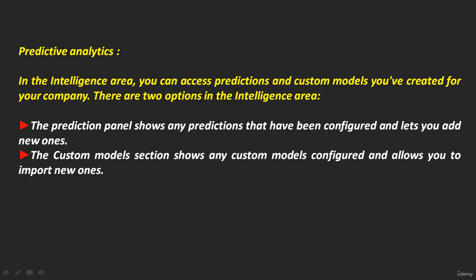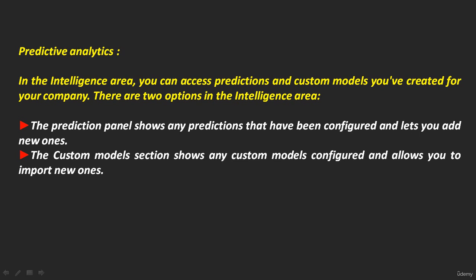For example, you can make a customer segment based on the model after it's been brought into audience insights. You can use the segment in customer journeys aimed at reducing that number and retaining them after exporting it to an application like Dynamics 365 Marketing. In the intelligence area, you can access the predictions and custom models you have created for your company. There are two options: the prediction panel shows any predictions that have been configured and lets you add new ones. The custom model section shows any custom models configured and allows you to import new ones.